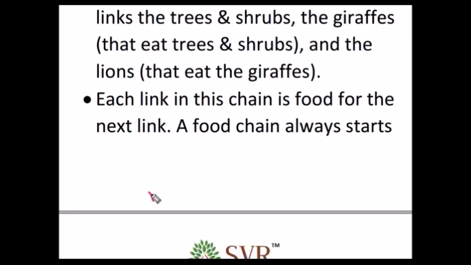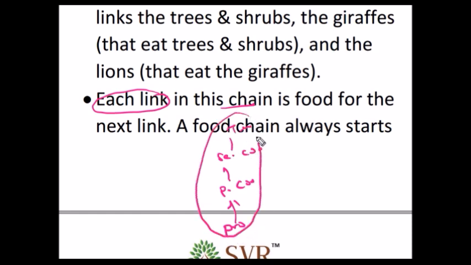Food chain is nothing but it shows the feeding relationship between living animals and plants. Feeding relationship between living things. So each link in the food chain becomes food for the next link. For example, producer, primary consumer, secondary consumer, tertiary consumer. It is a food chain. Here, the producer becomes the food of the next link, that is the primary consumer.